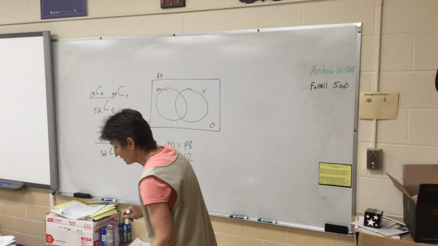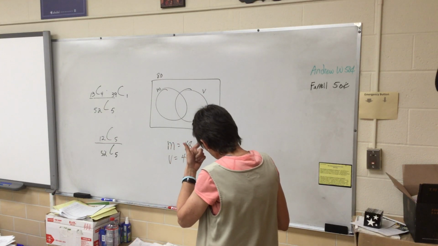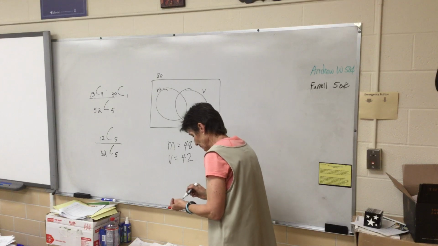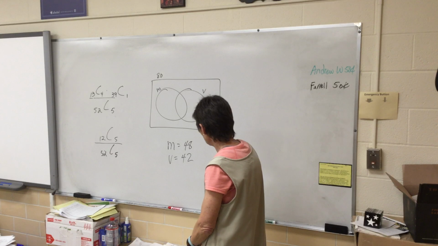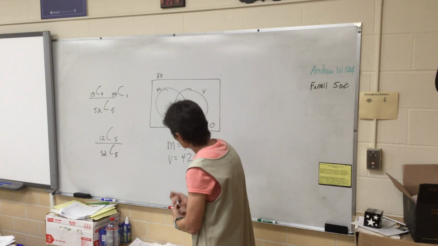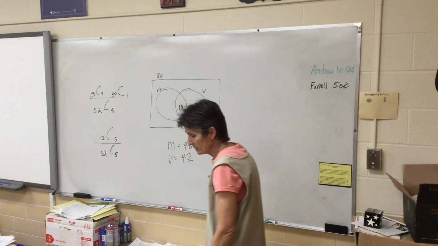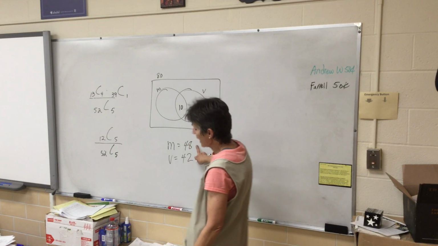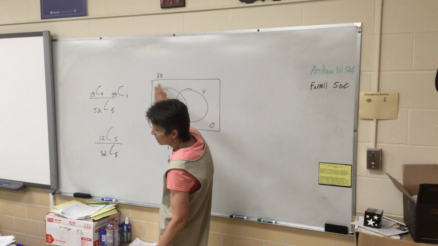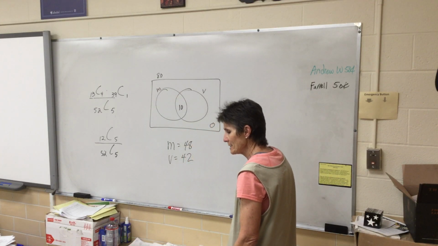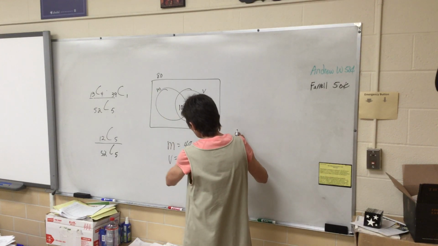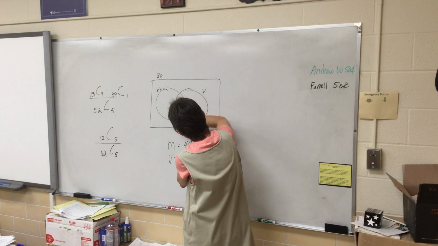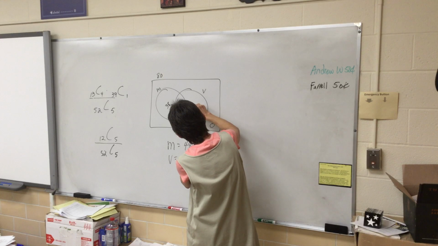How many like only vectors? Well, what do you notice about 48 and 42? It equals more than 80. Yeah. How much more? What's it equal? It equals 90, doesn't it? So that means there's 10 in the middle here. Because if you had 90 votes and you only have 80 people, then that means 10 people voted twice, both times. So now I can fill in my circles. If this whole thing's 48, this would be 38. And if this whole thing's 42, this would be 32.